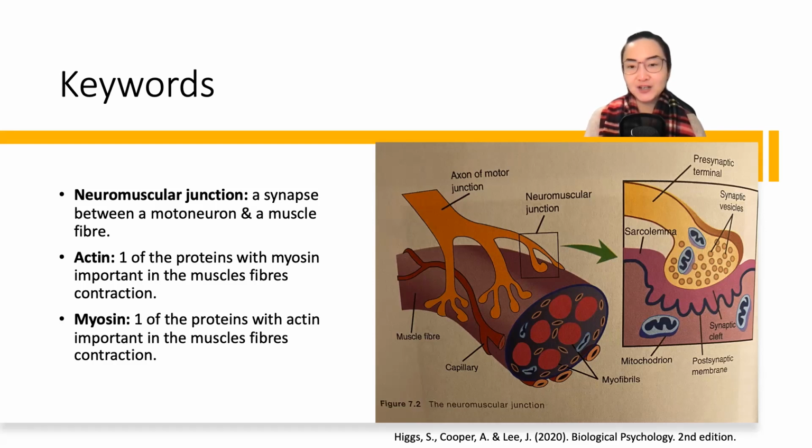On the right-hand side, you can see a picture of the neuromuscular junction. Here you see the axon of the motor neuron, myofibrils, capillary, muscle fiber, as well as presynaptic terminal, synaptic vesicles, synaptic cleft, postsynaptic membrane, mitochondrion, and sarcolemma.